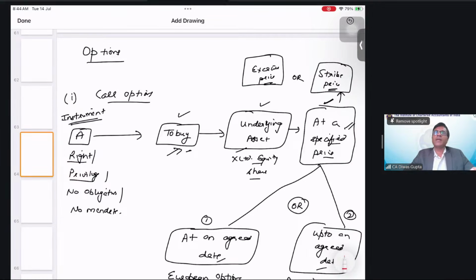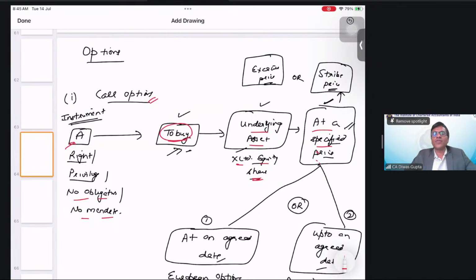Now hear me out very carefully. Again, these topics are being discussed on a revision basis. The detailed part of it has been covered in the detailed sessions earlier. Okay, now options. There is a call option. Let's take A as an instrument, which is a right, a privilege, which is not an obligation, which is not a mandate. No obligation, no mandate. Right to what? To buy something. What? An underlying asset, such as X Limited's equity share or something, at a specified price.